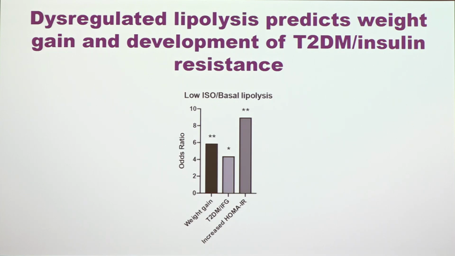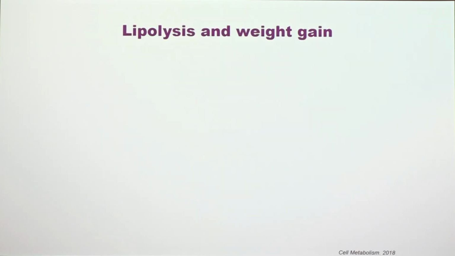Now, what are the risks if you had a low basal lipolysis at baseline for different metabolic risk factors? So if you look here, these are the odds ratios. For weight gain, there was a 6-time higher risk if you had low lipolysis at baseline, around 4 times higher risk for type 2 diabetes, and an increase in insulin resistance of almost 9 times. It was a 9-fold increase in the risk of that. So we never published that in that journal. We published it in Cell Metabolism instead.